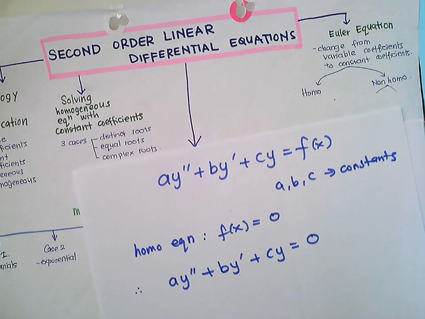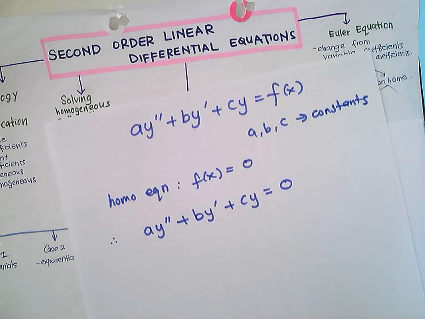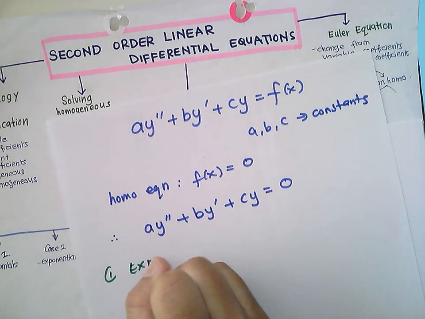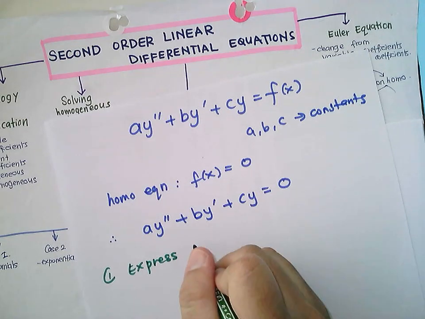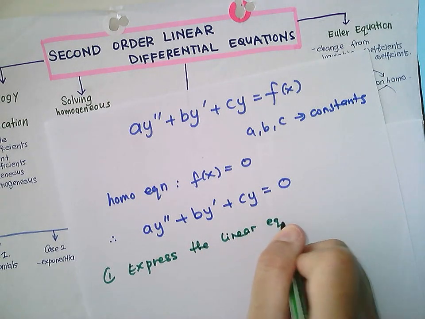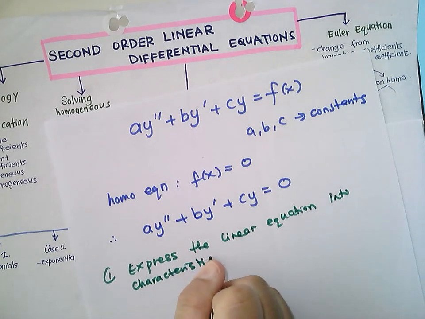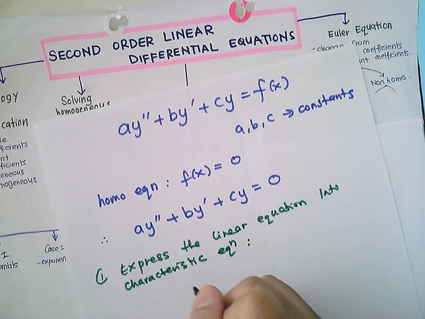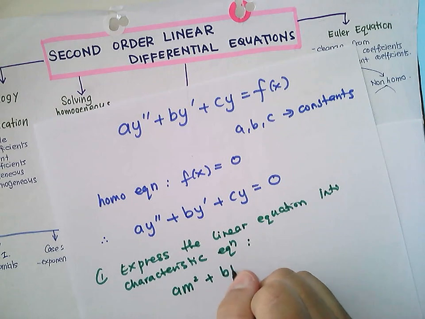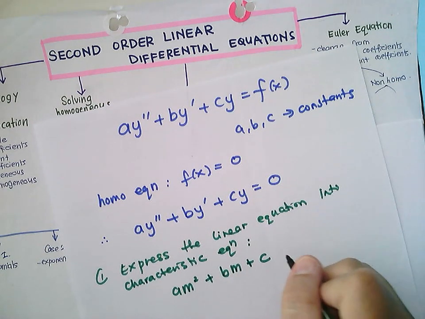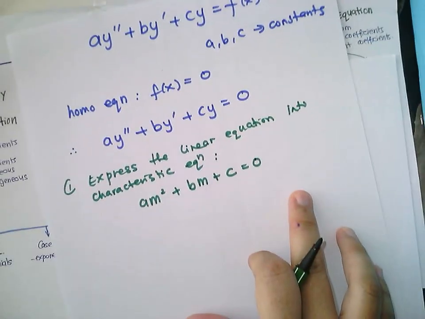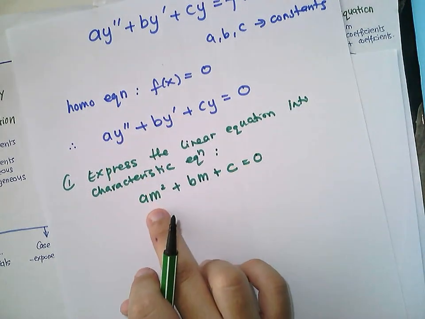Okay, so first step is when you are given the linear differential equation, you have to express it in the form of characteristic equation. Okay, so step 1, express the linear equation into characteristic equation, which is given by am squared plus bm plus c is equals to 0. Okay, so you have to change the linear equation here into this characteristic equation.